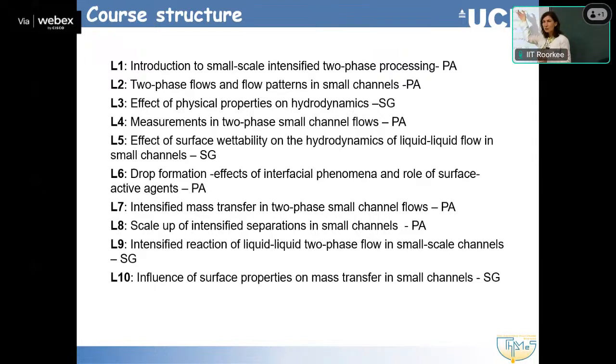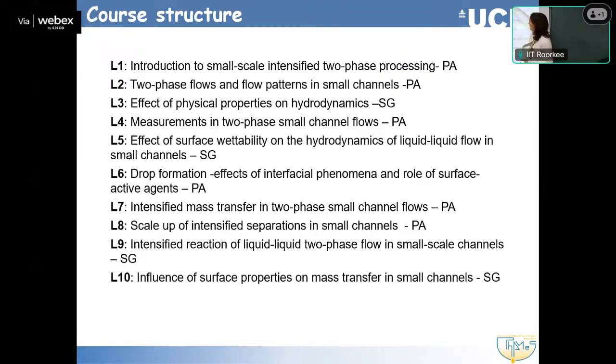First of all, an introduction to small-scale intensified processing. And then we will go more into discussion of flow patterns, two-phase flow patterns. I will also cover a few things about pressure drop. How do we calculate pressure drop? The main emphasis, at least from my lectures, is on liquid-liquid two-phase flows. But while I'm discussing these two things, I will also bring in some information on gas-liquid flows.